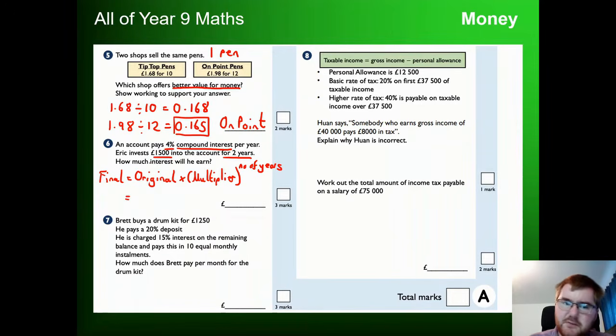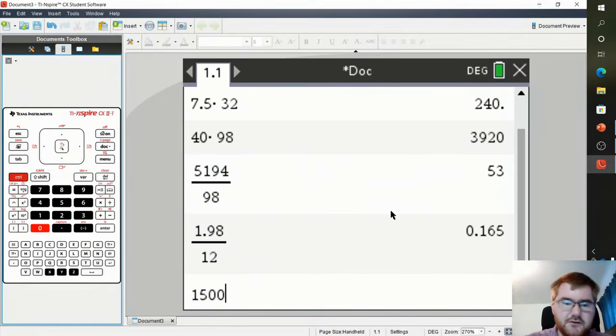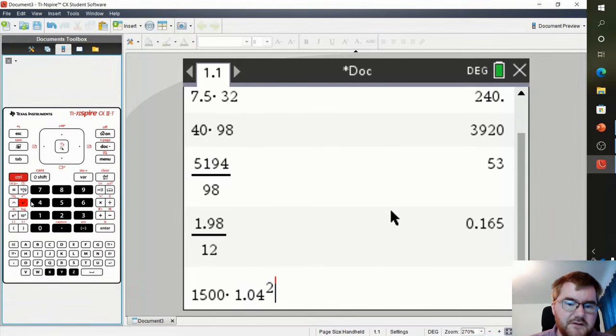So we put in our numbers, we start with 1,500. Our multiplier, so let's explain this now. We're increasing by 4%, so 100% plus 4%, that will give us 104%, and then we want that as a decimal. If you check out my percentages section, you'll see I go through that in a bit more detail, and we're doing this over 2 years. So that's going to be our calculation, which we're going to put, of course, into the calculator. So 1,500 times 1.04 to the power of 2.